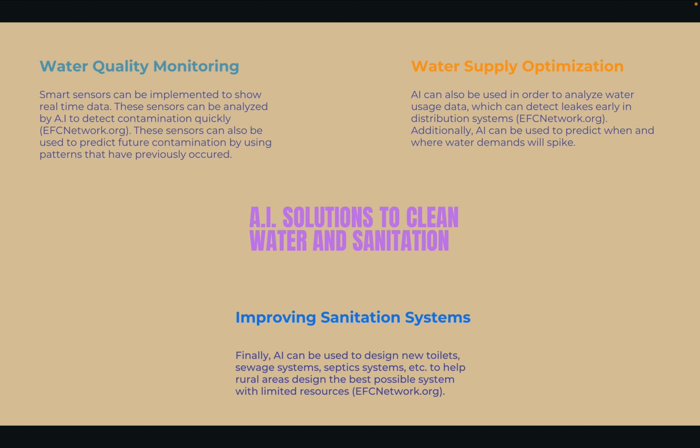And then finally, we have improving sanitation systems, and this is where AI can be used to design new toilets, sewage systems, septic systems, etc., to help rural areas design the best possible system with the limited resources that they have.